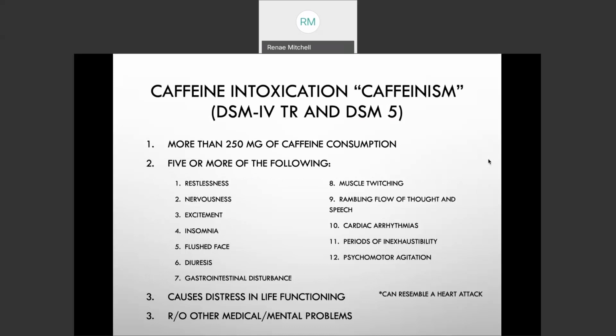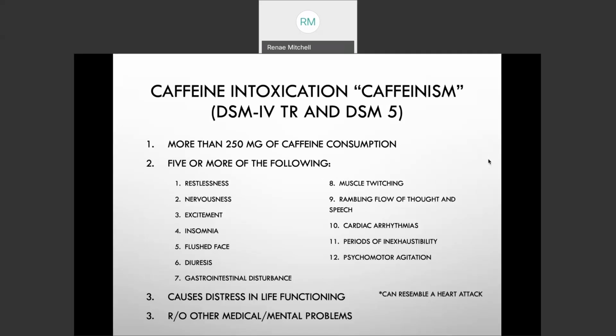Caffeine intoxication was included in the DSM-4 and is now in the DSM-5. People call this caffeineism, and it can really resemble a heart attack. So it can be quite scary for someone who's experiencing it. It's the ingestion of more than 250 milligrams of caffeine, and then experiencing 5 or more of these symptoms here.